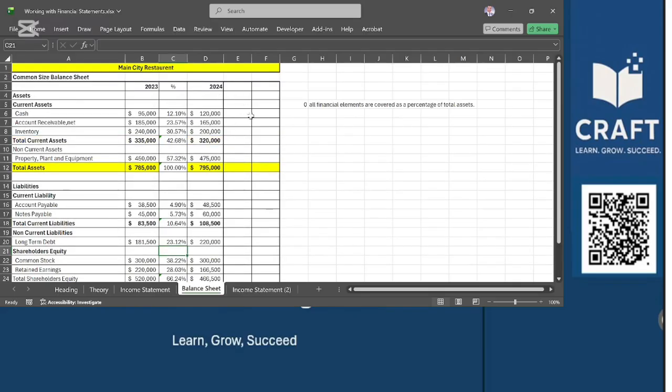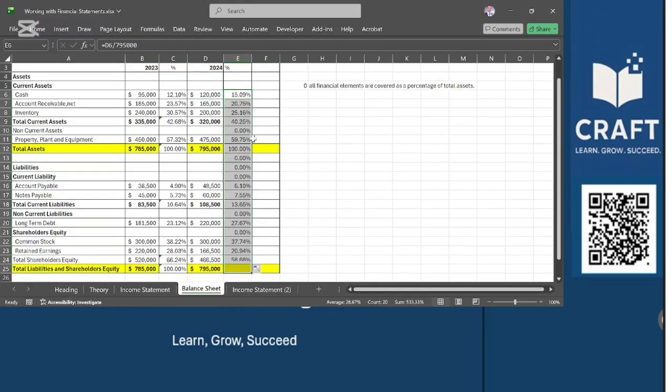Now in 2024, if you make a similar calculation, we just put a percentage, then divide all the numbers by the total assets of that particular year, which is 795,000. And as we did, we will convert this into a percentage with two decimal points. Okay, so let us see how it comes out.